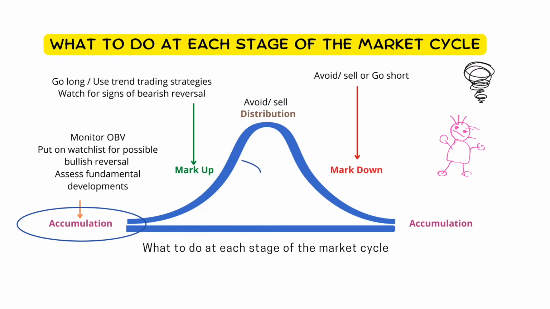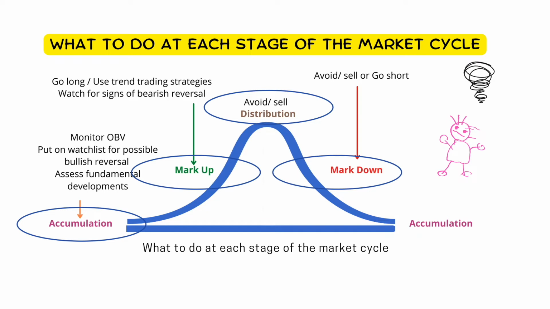During the markup stage, we go long, we use trend trading strategies, we watch out for signs of a bearish reversal, and signs whether the trend is about to end. During the distribution stage, we avoid or we sell the position. During the markdown stage, we either go short or we avoid the position. And then we wait for another accumulation stage to happen, and then we keep monitoring the stock for trend reversals and possible fundamental developments.